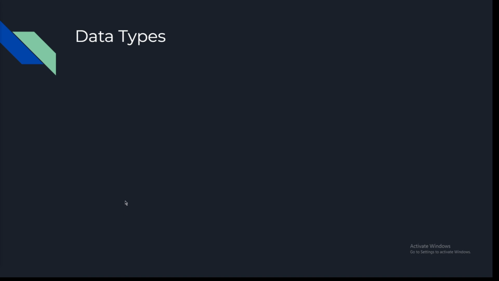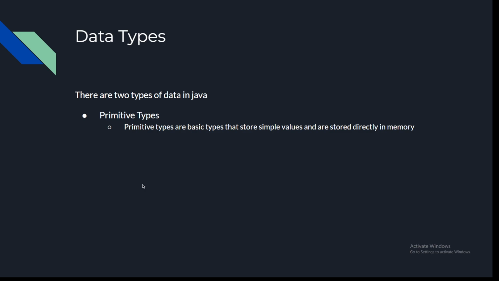The first is the primitive types. They're basically simple stored values that are stored directly in the memory. And then we have 8 of those. So we have the byte, short, int, which stands for integer, long, float, double, char, and Boolean. The most common of these are integer, double, and Boolean.